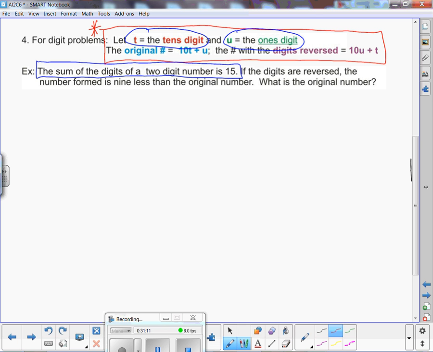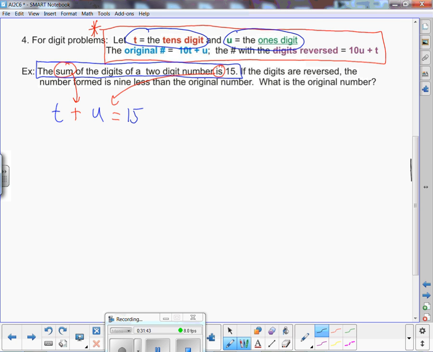This says to sum, keyword, right? Remember that? The sum of a two-digit number, what is, an equal. Okay. What are you summing? The digits, the tens digit, the units digit, and what do you get? 15. There's the first equation. Came from the first sentence. Okay?